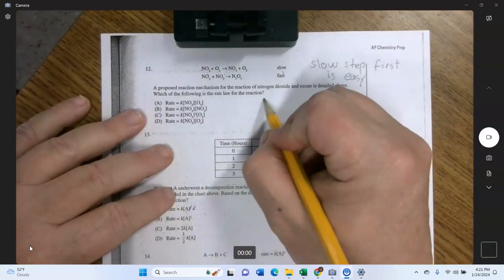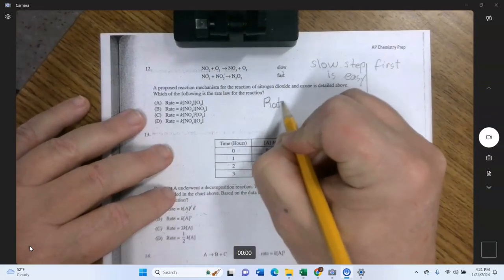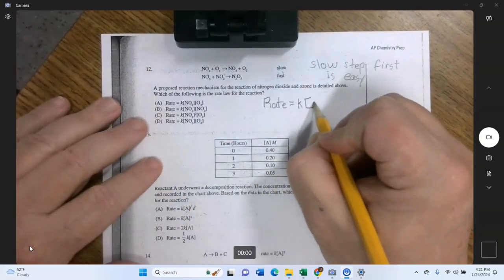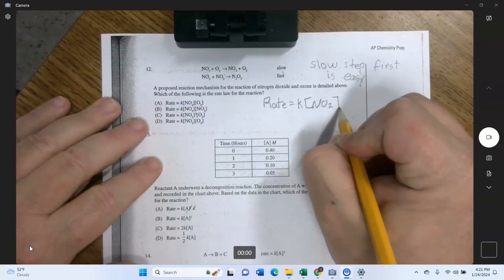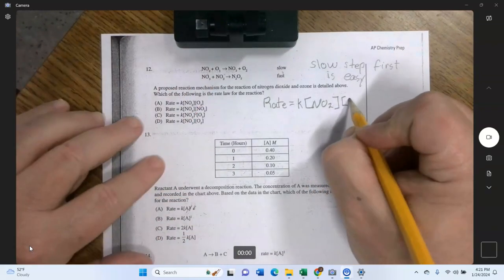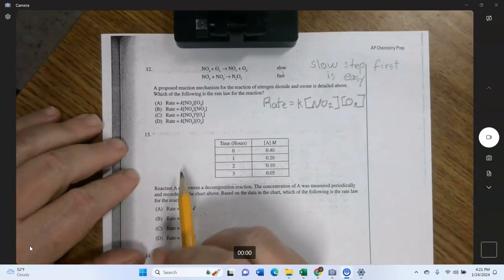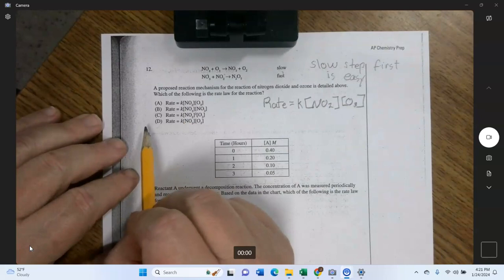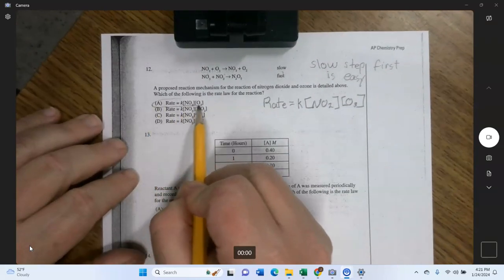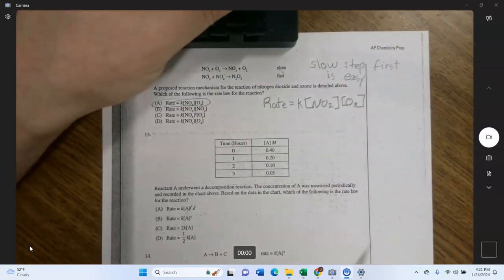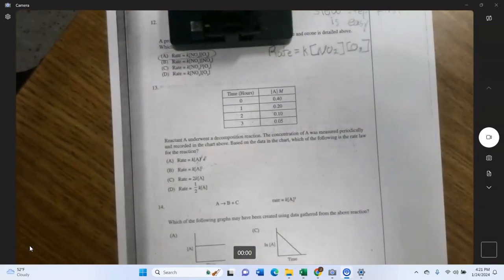And so you're going to simply come down here and write rate equals k, NO2, O3, and you're done. Okay, this one right here. That was easy. The other two were harder because the slow step came later in the reaction mechanism.